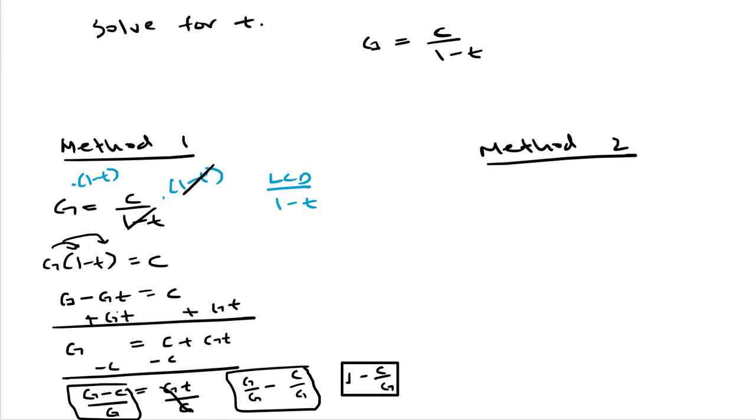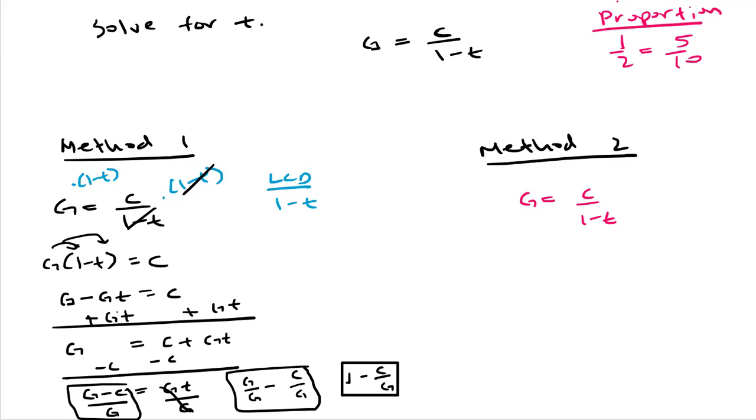Okay, so I have g equals c over 1 minus t. Another way to rewrite this is writing it in proportion. Proportion just means two fractions that are equal to each other. For example, we have 1/2 equals 5 over 10, right? Those are two fractions that are equal to each other. That's what I mean by proportion.